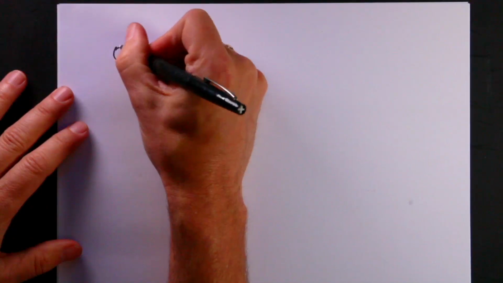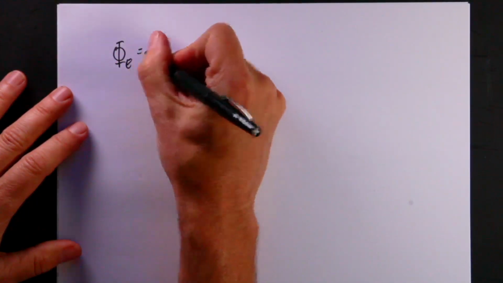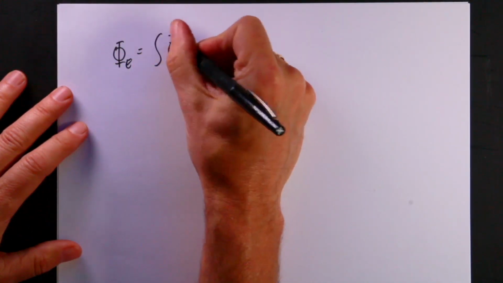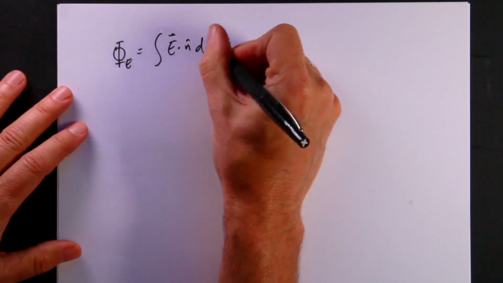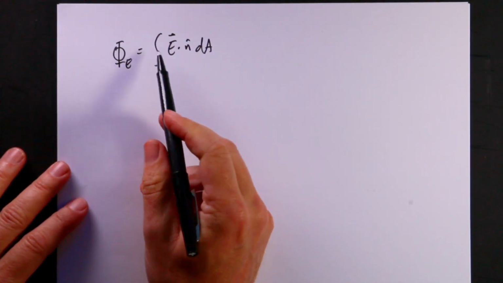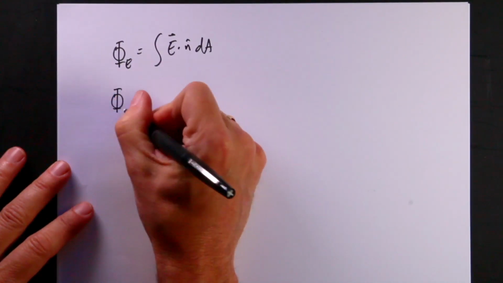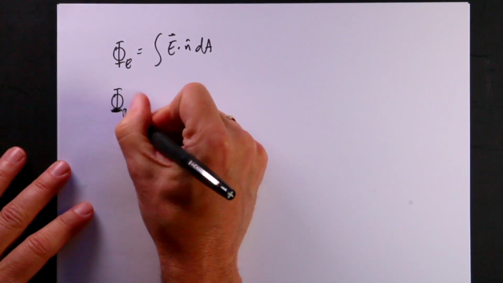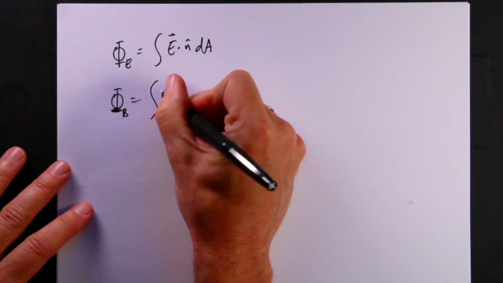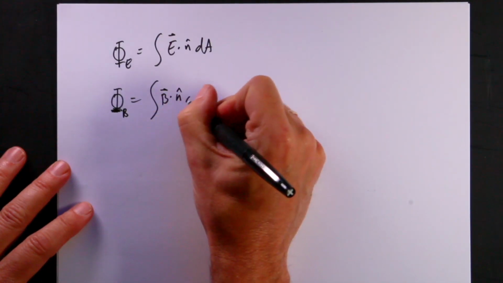Let's just write this down. So remember, electric flux is the integral of E dot n hat dA. That's not a circle there because it's just over some surface. I can write the magnetic flux, Φ_B, as the integral of B dot n hat dA.